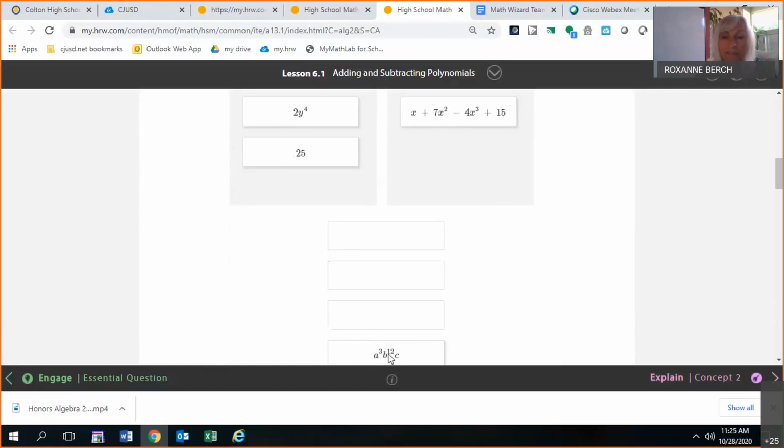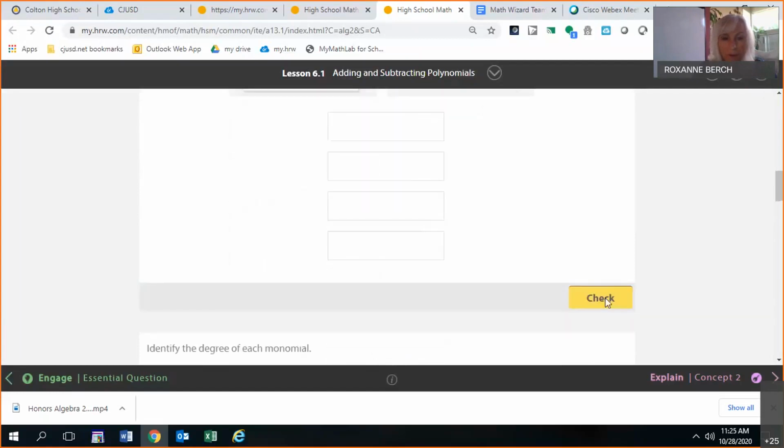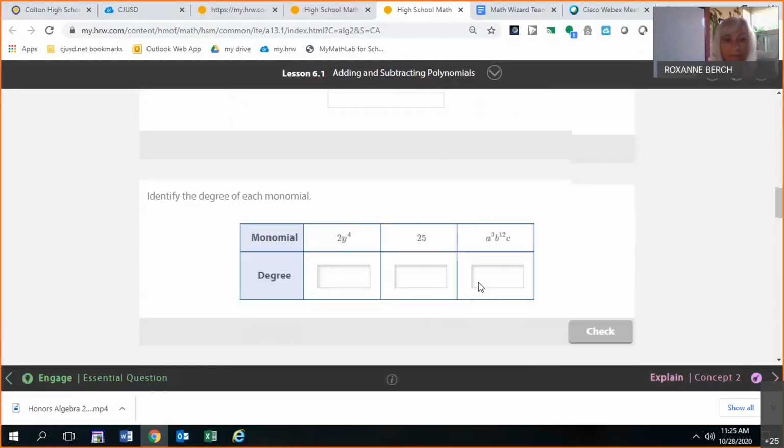Is that a product of numbers and/or variables? Yes. All right, we're going to check and see if we got them right. And yes, we did. Are you all able to see this okay? Yeah, we all could.